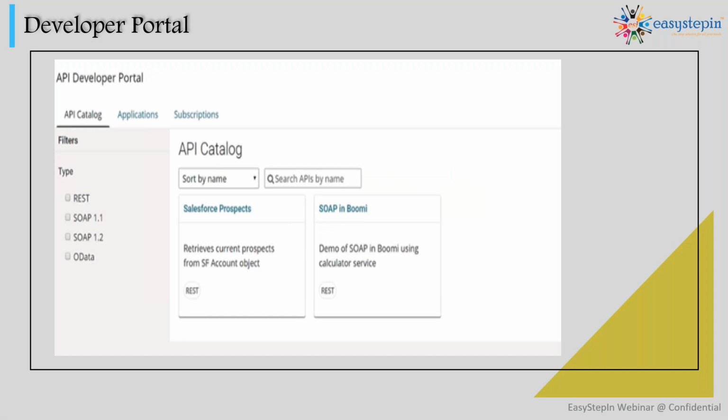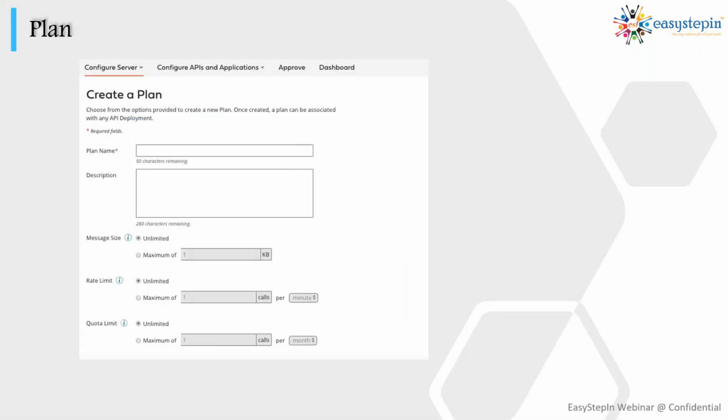Developer portal. The developer portal allows developers who are internal or external to your organization to self-administer applications, self-register and approve the use of APIs without actually requiring them to have access to Boomi. And here is where you can create a plan. You can set the maximum message size, the rate limit, and the quota limit for your API. Let's now have a demo session.